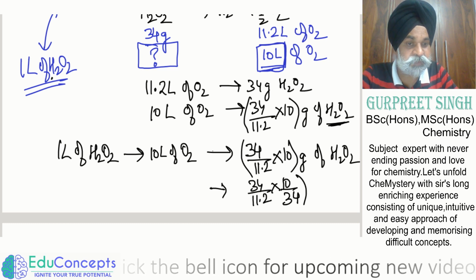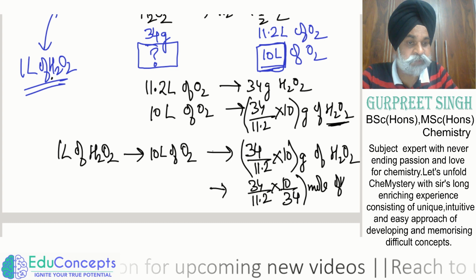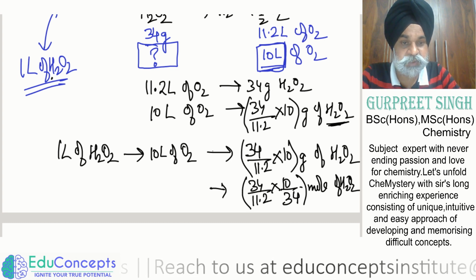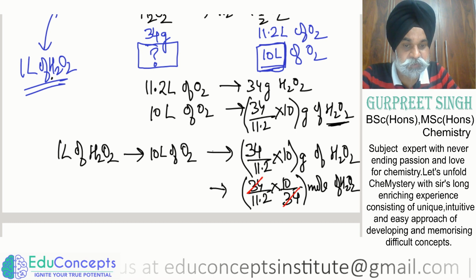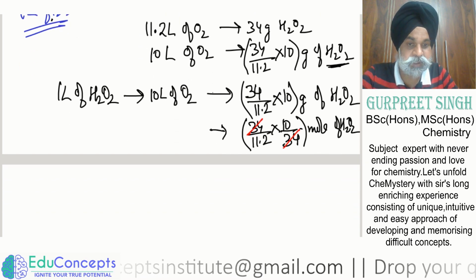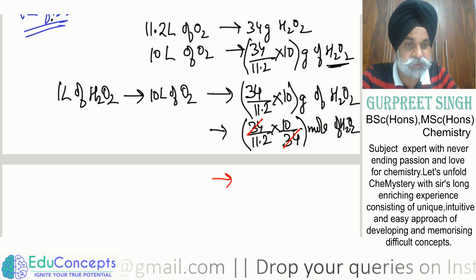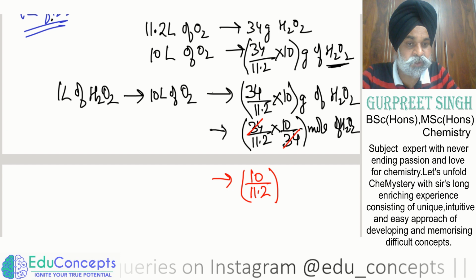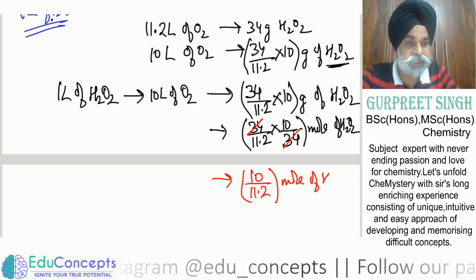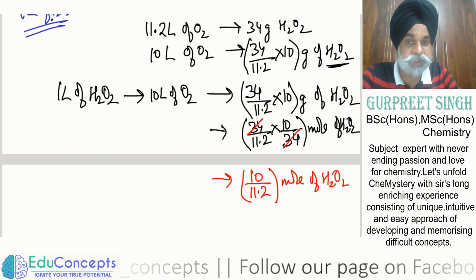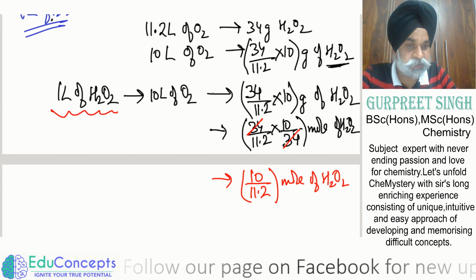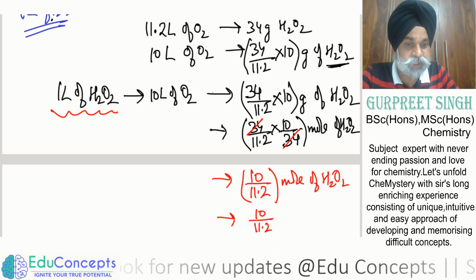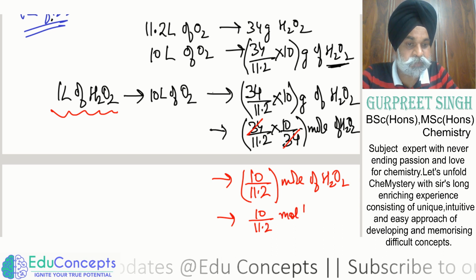तो अगर मैं इसको अब ऐसे लिख दूं कि इस thing को 34 से divide कर दूं, तो this becomes moles of H2O2. We got the answer. So 34 got cancelled with 34 and you get an answer like this, that 10 upon 11.2 moles of H2O2 is present in how much? It is present in 1 liter. So we will say 10 upon 11.2 moles per liter.